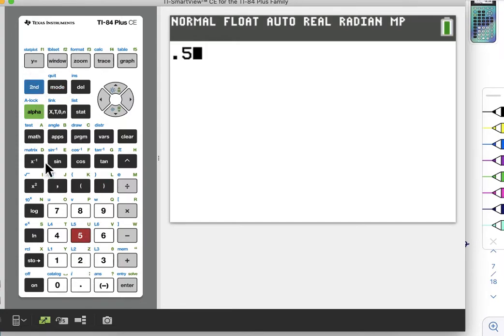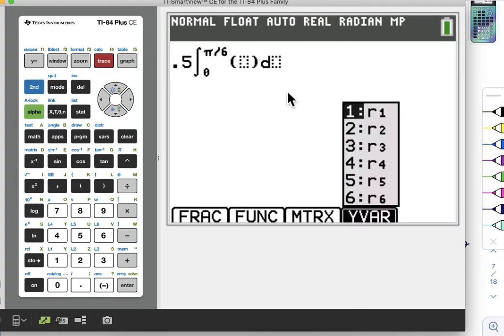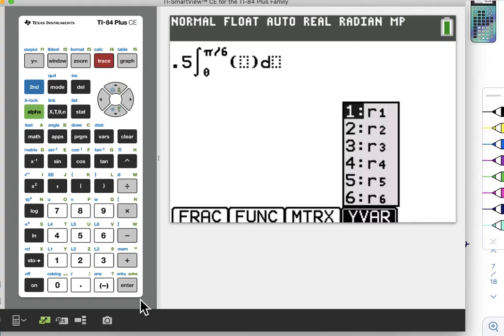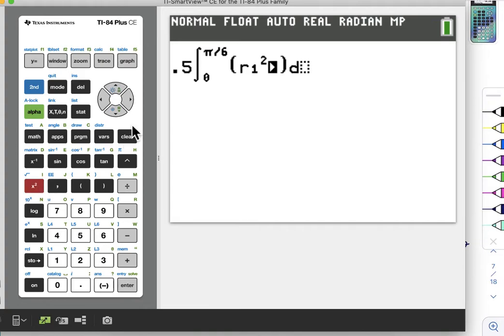I'm going to have 0.5, and then I want math 9 for an integral. I'm going from 0 to pi divided by 6. Right, pi is right over that exponent key. And then I want to square my first equation. So I'm going to do alpha trace, because that pulls up my list of equations, R1 squared. I'm doing it in terms of theta, and then I'm going to add 1/2, and my second integral was from, let's pull up my integral, I got pi over 6 to 5 pi over 6.